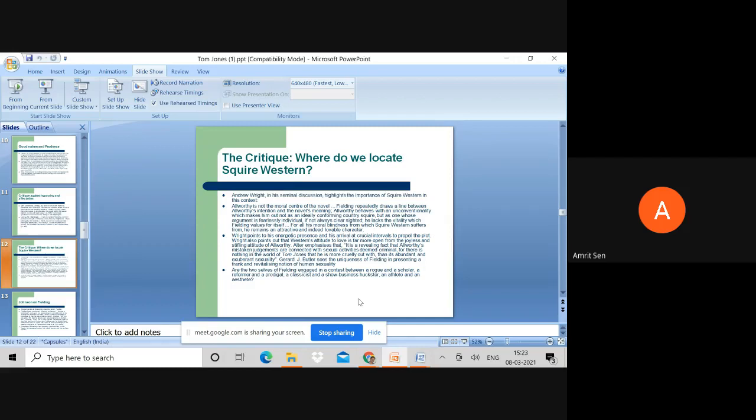Now, as I have quoted Andrew Wright, W-R-I-G-H-T, one of the earlier critics of Tom Jones, Wright made a very important point. He suggests that rather than Allworthy, it is Western who is the center of the action of the novel. And the relentless action is moved forward not by the moralizing of Allworthy, but by the sheer physical energy of Western and Tom.